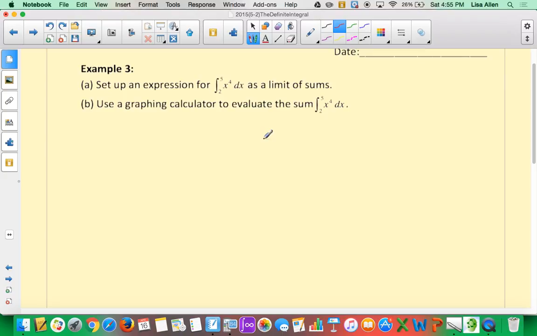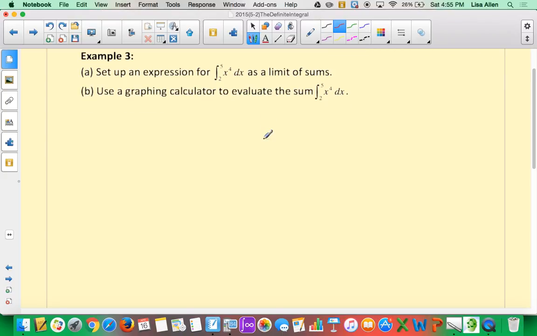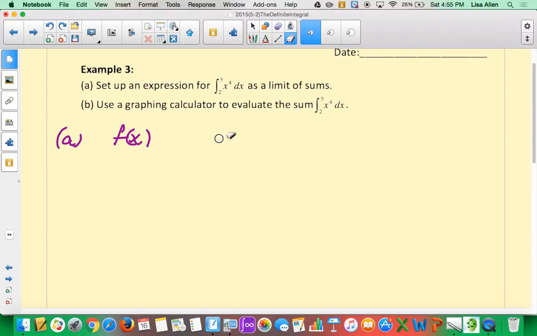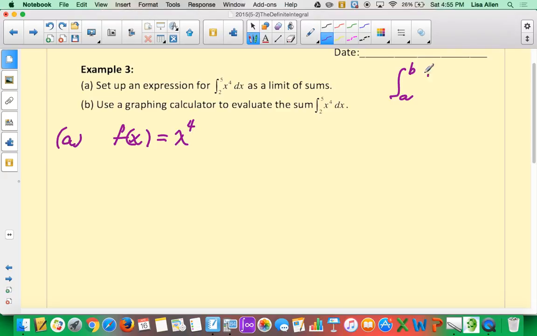Example 3, we want to just set up an expression for the integral from 2 to 5 of x to the 4th as a limit of sums. So the first thing for part A is, what is f of x for this? f of x is x to the 4th, as we're looking at the integral from a to b of f of x dx, the definite integral.